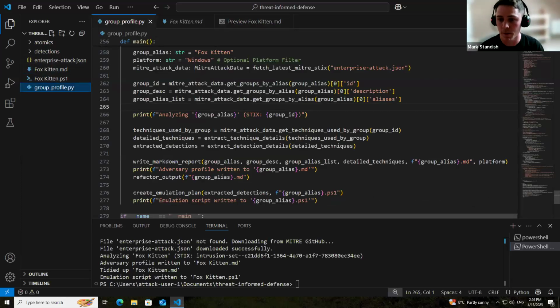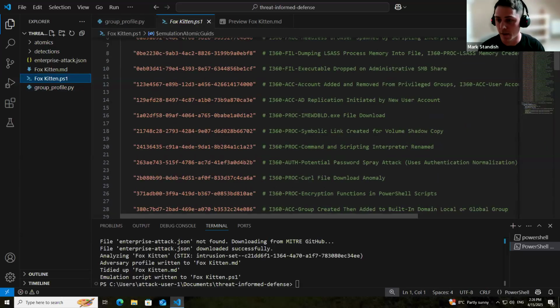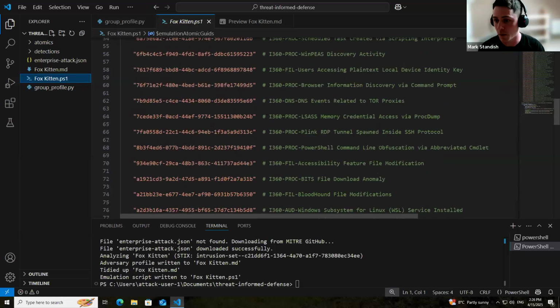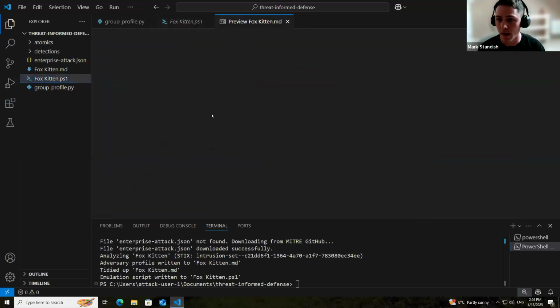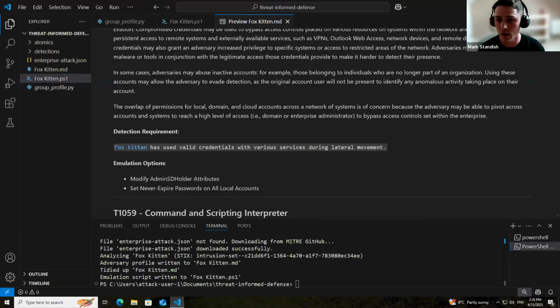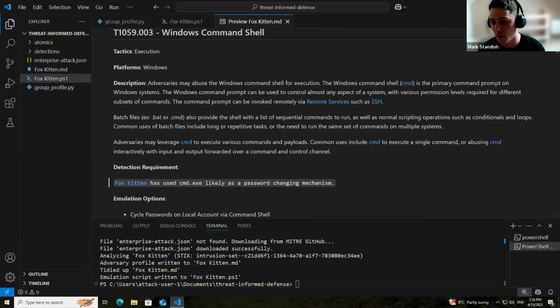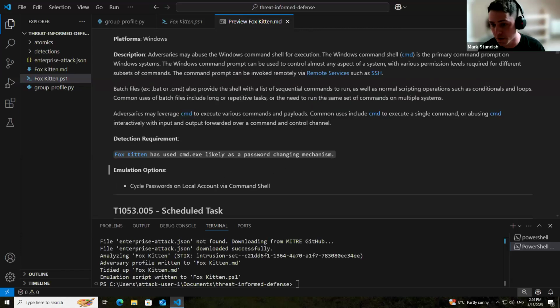We'll also see in the scripts that we have generated an execution plan, and that's this PowerShell script. We've basically extracted the validation tests of note to our attacker. And if we go and look at some of the specific requirements, we know that Fox Kitten, based on cyber threat intelligence, has valid credentials, and we can start messing around with things like passwords not expiring. We know that they have used cmd.exe as a password changing mechanism.